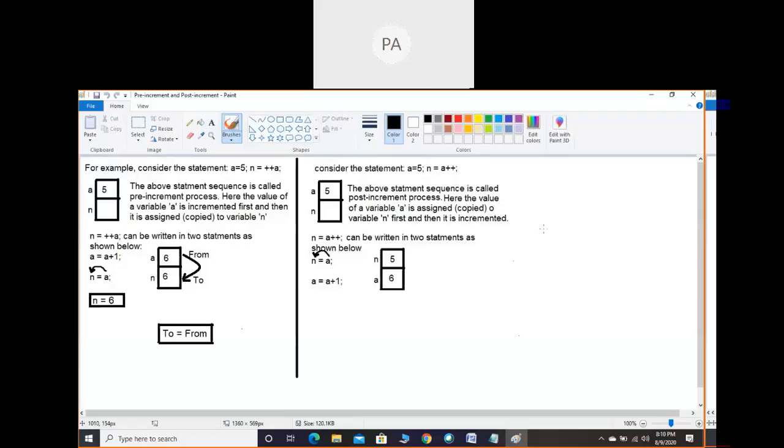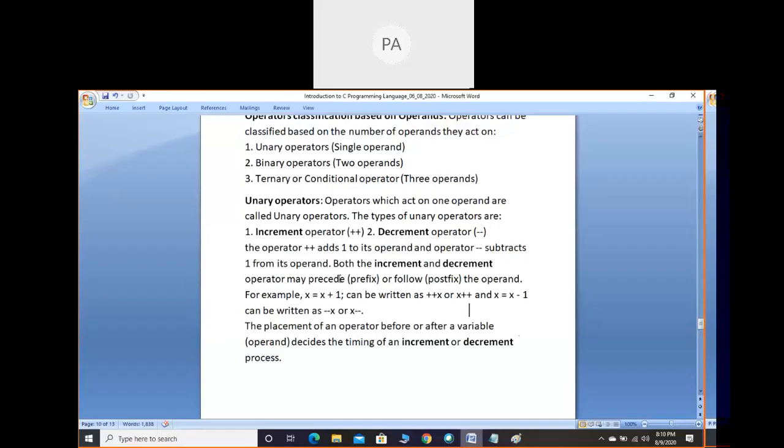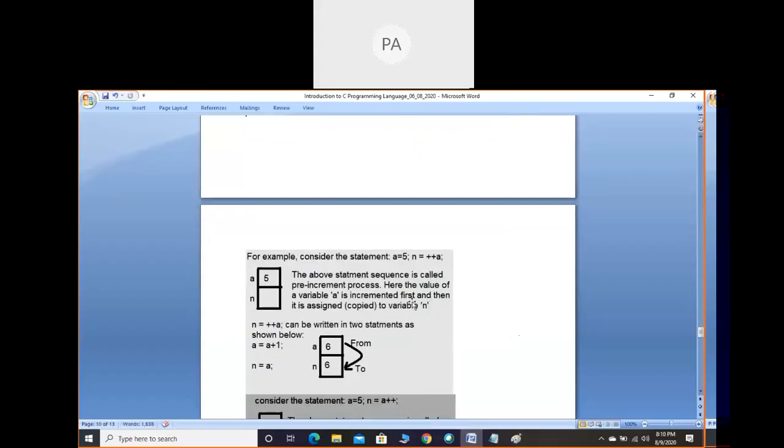Post increment, I will explain. If people copy the pre increment, then I will explain the post increment. Even you can copy from Word also, same thing I have done. So, this is pre increment, you just copy this.